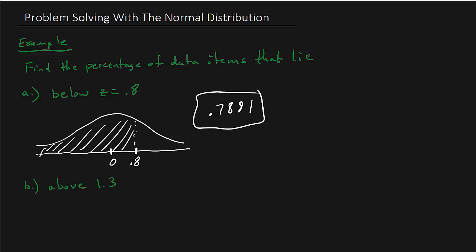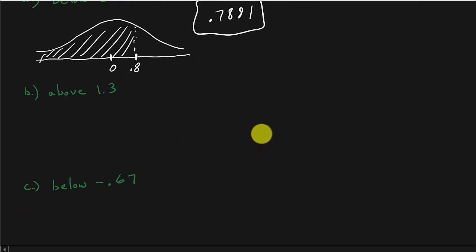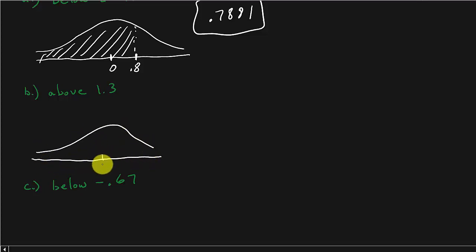All right. Now let's look at this one. Above 1.3. I didn't put the z, but it's above z equals 1.3. So let's draw it. There's 0, there's 1.3, and we're looking for the area above that.